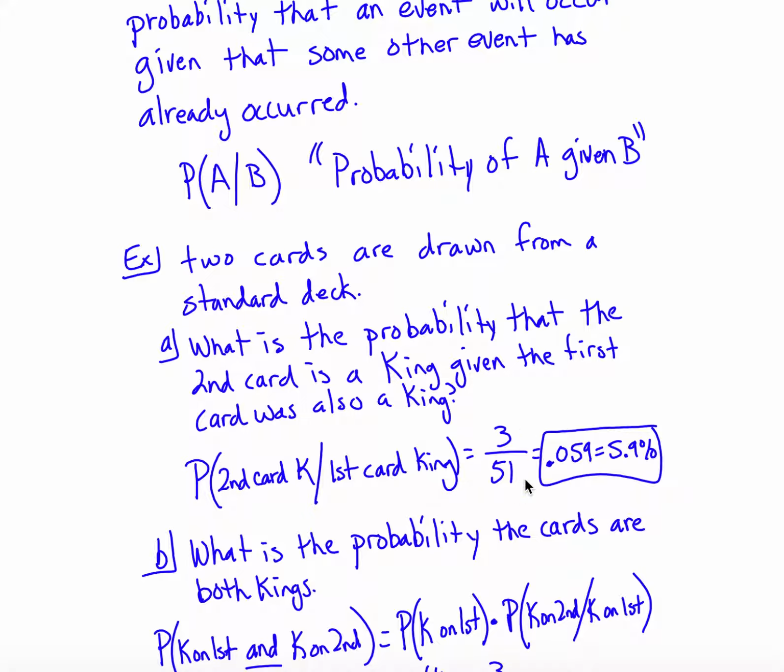There's also not 52 cards in the deck because I pulled one card out. There's now only 51 cards in the deck. So the probability that the second card is a king, given the first card is a king, is 3 out of 51.